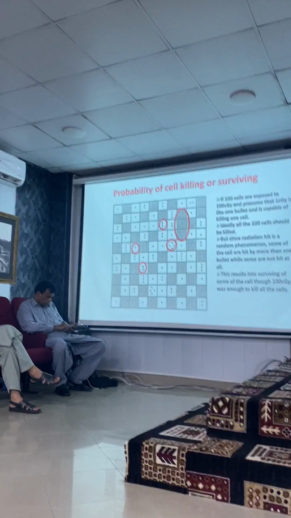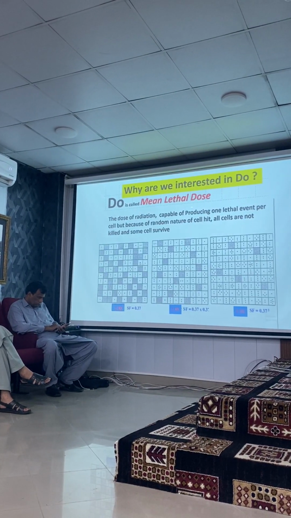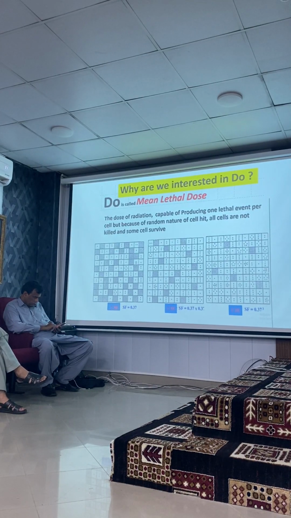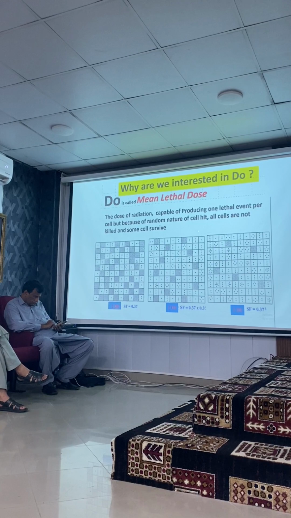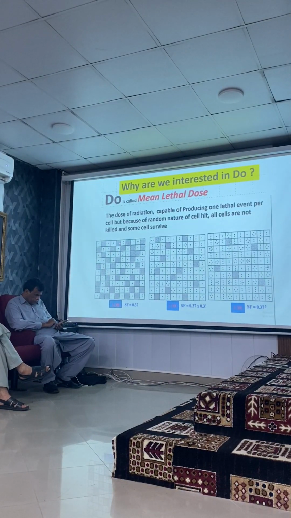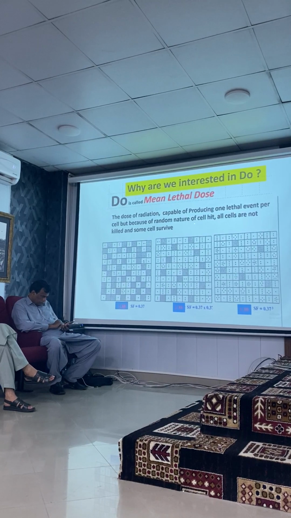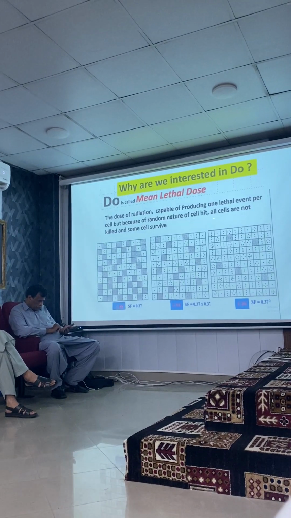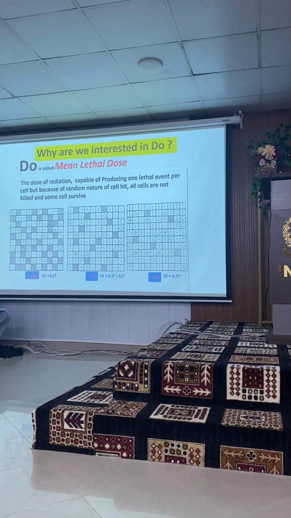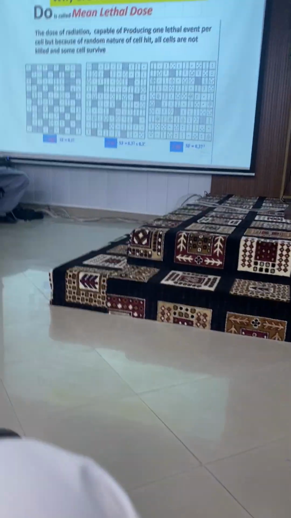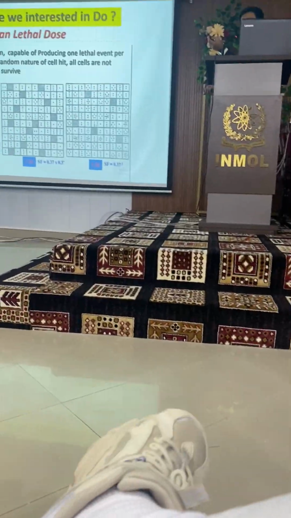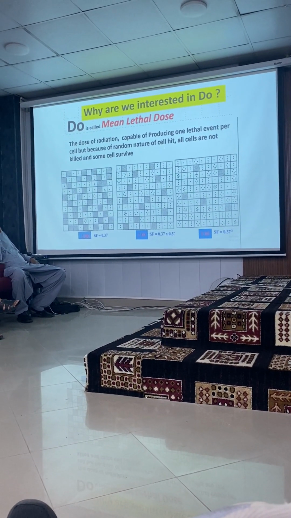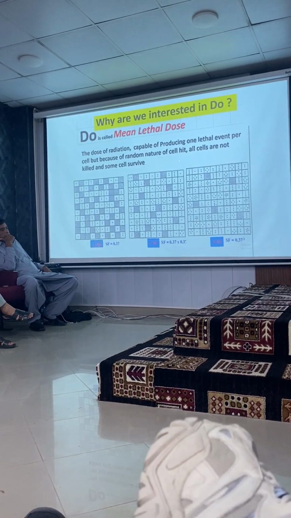And the concept of D naught is the dose, the mean lethal dose, which is capable of producing one lethal event per cell, but because of the random nature of cell hit, all cells are not killed, some cells survive. And this is the reason D naught gives us a survival fraction of 37%. Some of the radiation is somehow wasted due to different cold and hot spots. So far we have discussed the biology of tumor, kickoff or accelerated repopulation time, and now D naught. D naught is the dose which reduces the initial survival fraction to 37%.